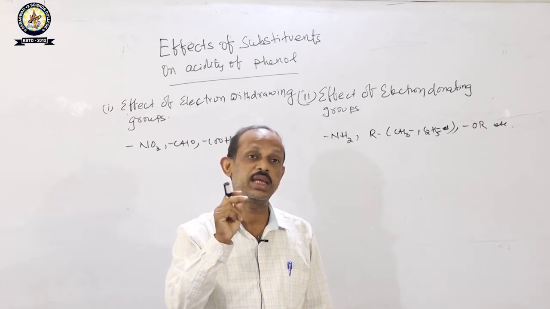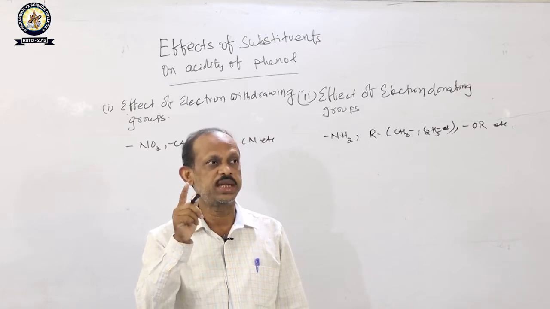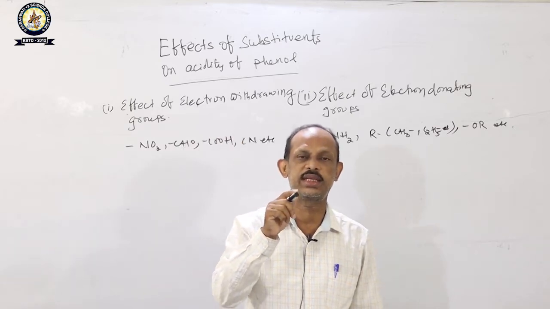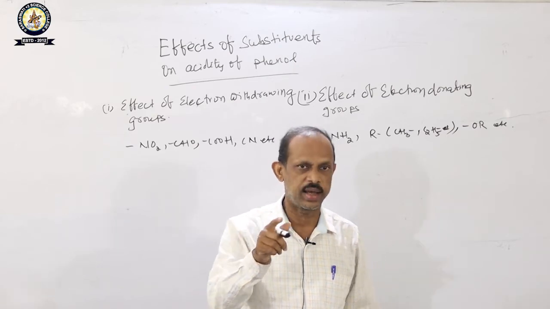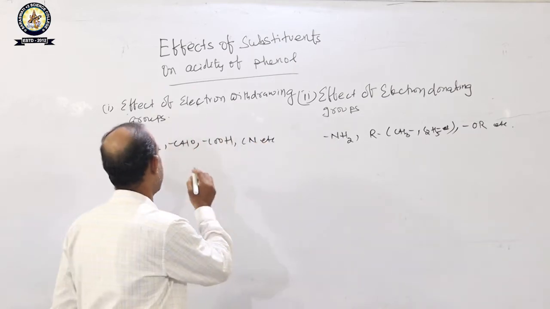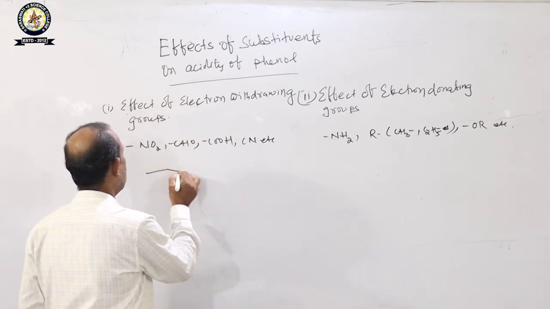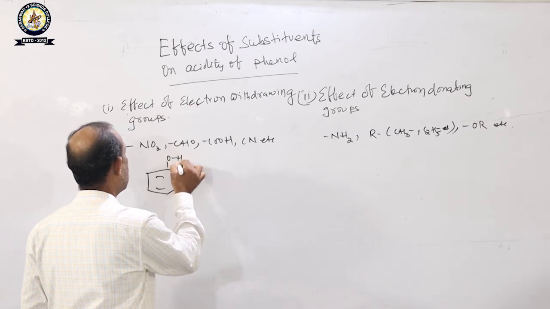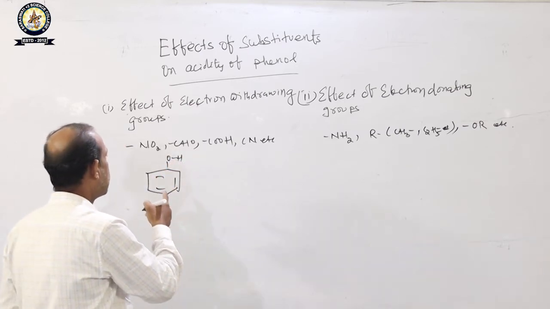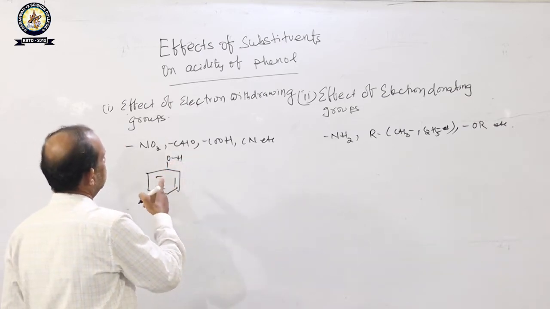So what is the effect of substituent on the acidity of the phenol? Suppose phenol is there. This is your phenol. In phenol, suppose another substituent is there.